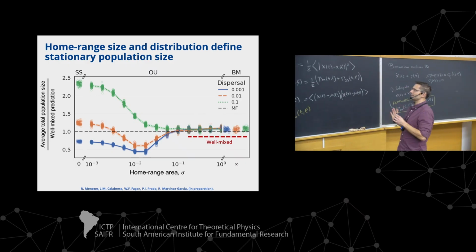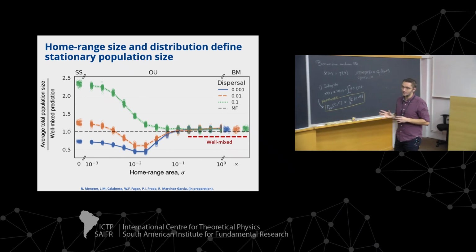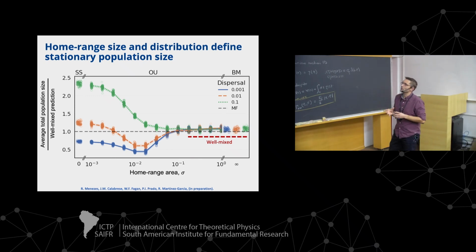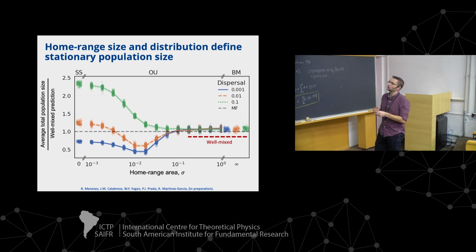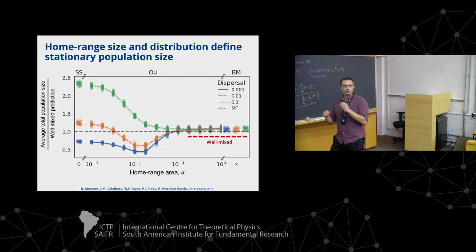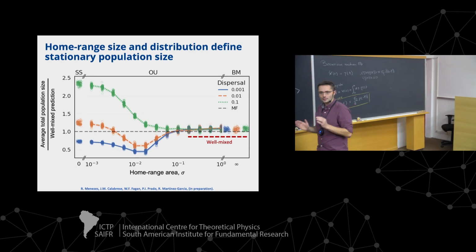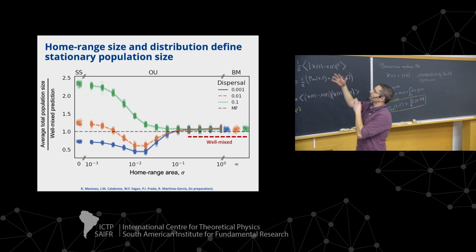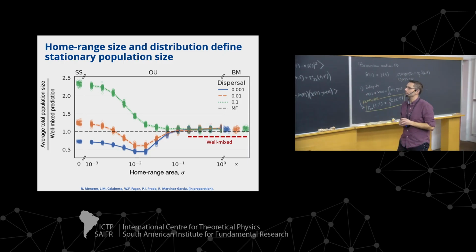You see already that this pattern is a little bit complex, in the sense that some curves are even non-monotonic with the home range size. The first thing that we see, which I think is pretty intuitive, is that when the home range area is very large, comparable to the system size, everything converges to well mixing, which is good. But then we have some complexities that I'm going to break down for you.